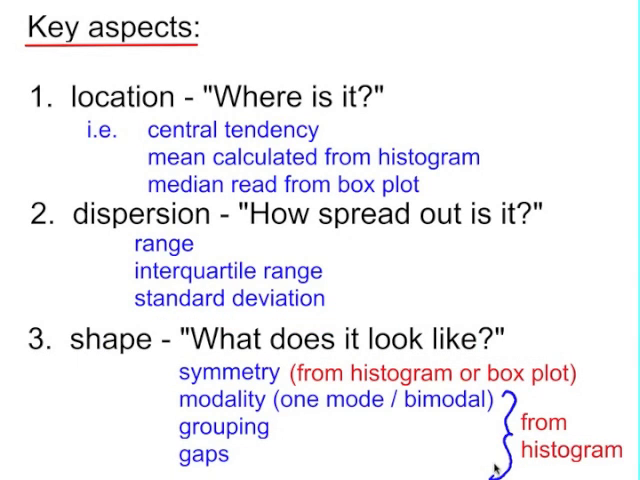Thirdly, the shape of the distribution. What does it look like? We can describe the symmetry from either a histogram or a box plot. But we can also describe the modality, whether it has one mode or whether it has two modes and it's bimodal, or it might have no mode. We can also describe the grouping of the data and if there are any gaps. All of these from the histogram, but we cannot tell these from a box and whisker plot.